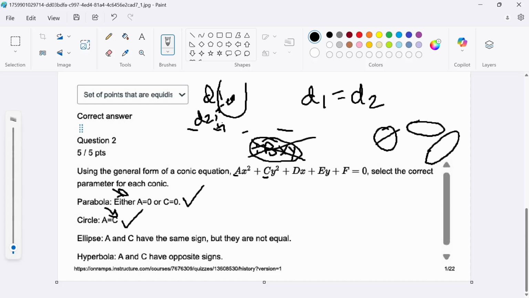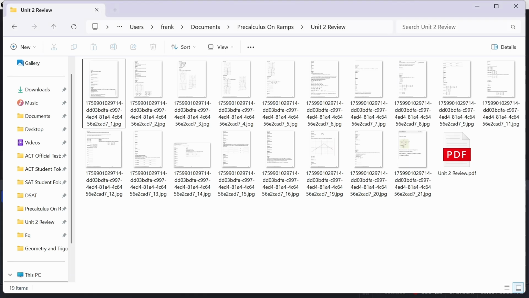For an ellipse, a does not equal c. They have the same sign, but they're different values. So it'd be like 3x squared plus 4y squared. Oh, look, it's an ellipse. Same sign, different values. And then for a hyperbola, a and c have different signs. So either the number in front of x squared is positive and the number in front of y squared is negative, or the number in front of x squared is negative and the number in front of y squared is positive. So that's that one.